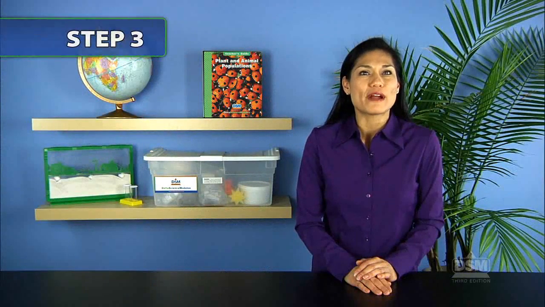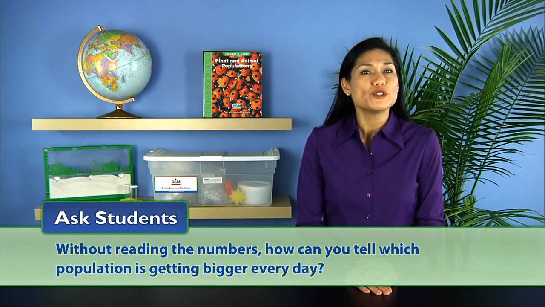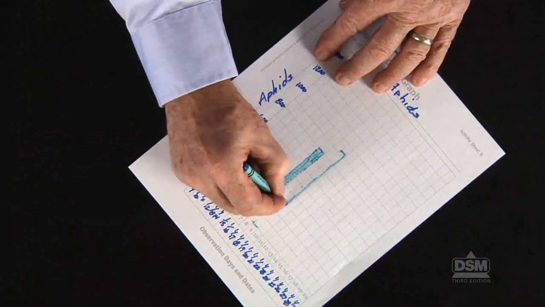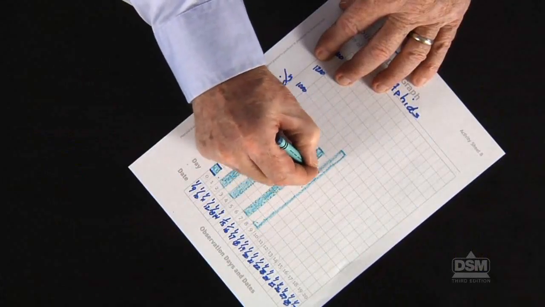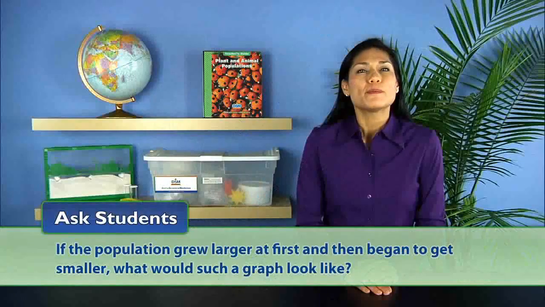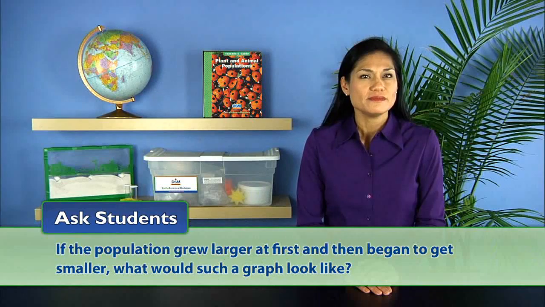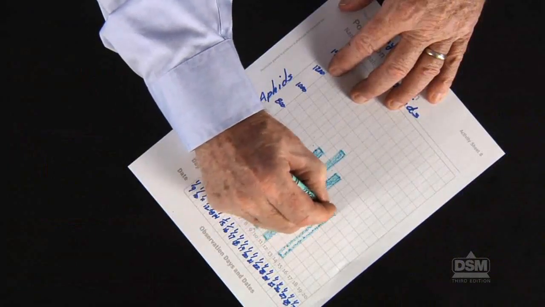Next, discuss the graphs by asking students, without reading the numbers, how can you tell which population is getting bigger every day? Students should see that the graph that shows an increasing population has a taller column on each succeeding observation day. Then ask students, if the population grew larger at first and then began to get smaller, what would such a graph look like? Students should realize that that graph would show the columns first getting taller and later getting shorter.